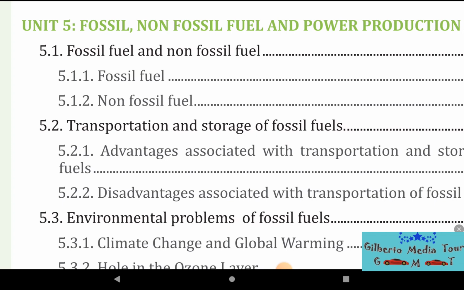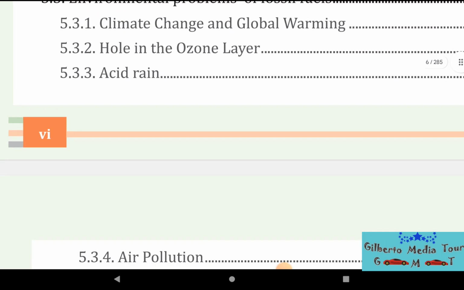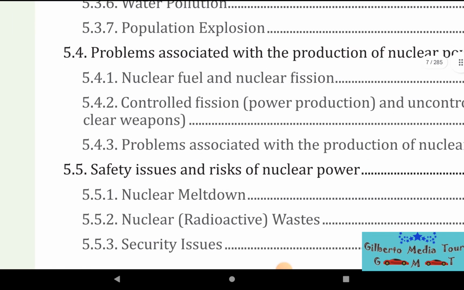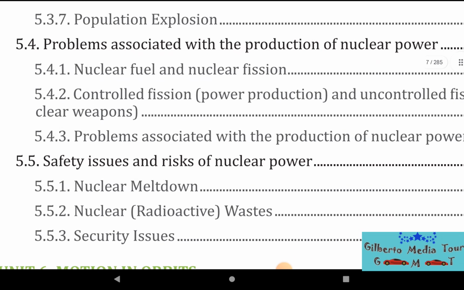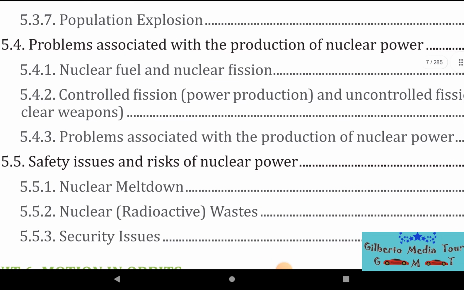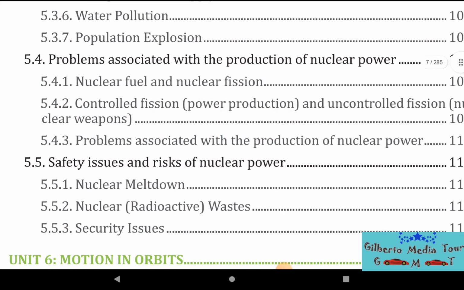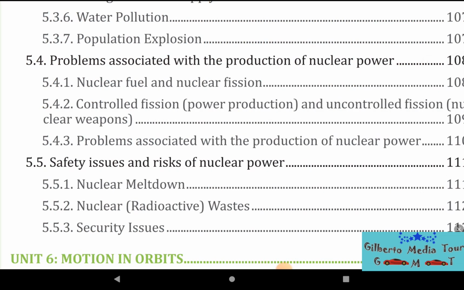We will be able to know the environmental problems of fossil fuels. Finally, we shall look at problems associated with production of fossil fuels. So what kind of problems are associated with the production of these fossil fuels?